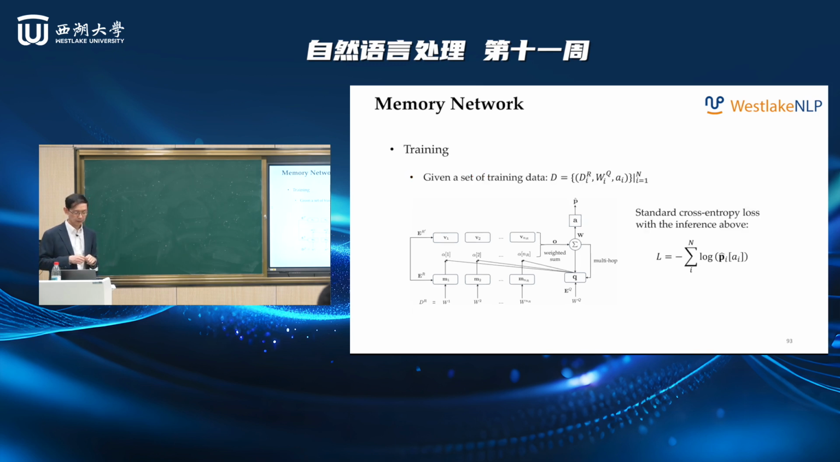And for training, I have a standard answer word. I can use the cross-entropy loss for the gold standard answer as the loss function to train the whole memory neural network, which can be seen as stacked multiple layers of attention functions.